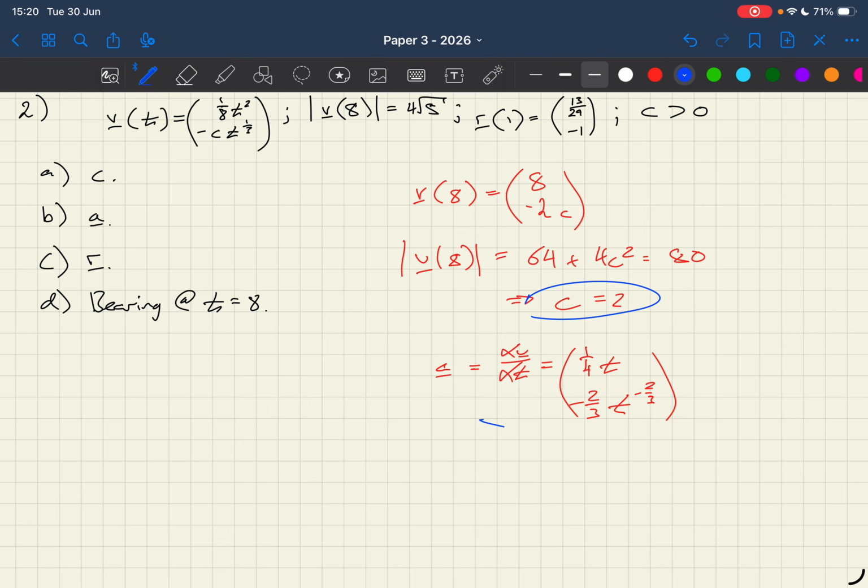Let's circle that one. Part c then, we need to find the position vector. So let's do that. We need to integrate, in this case, the velocity vector.